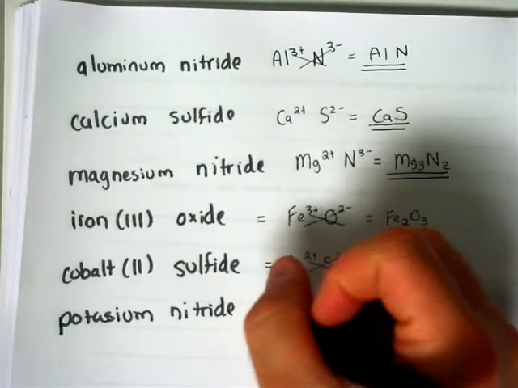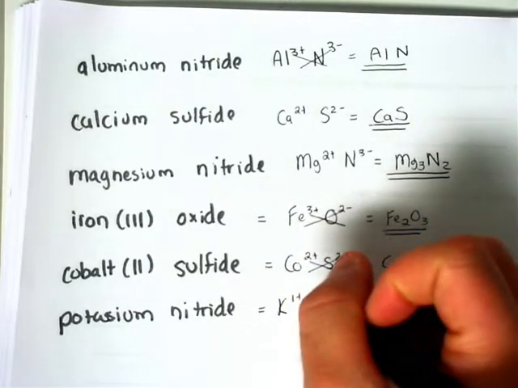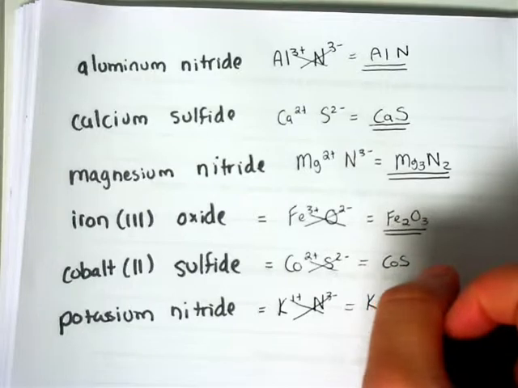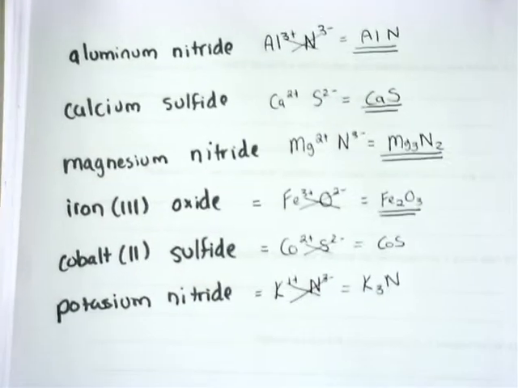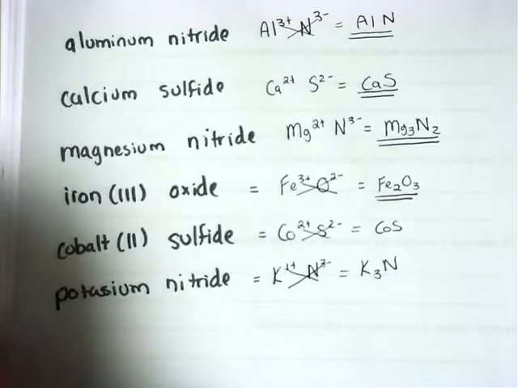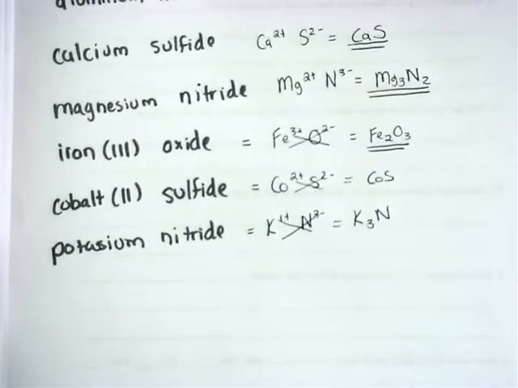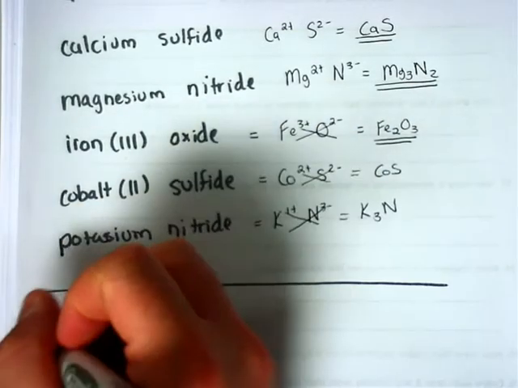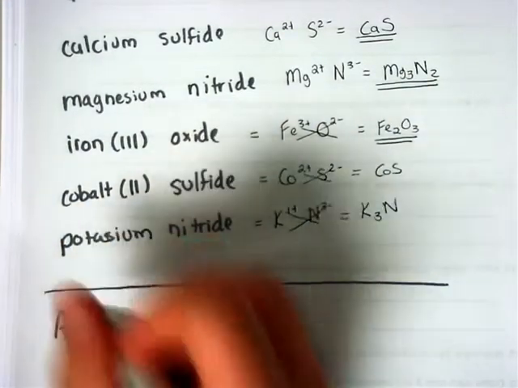Or potassium nitride, K is 1 plus and N is 3 minus. You bring down those numbers and you get K3N. What do we think? Good? Now we could go reversal on this, which isn't too bad. Now let's give the name.